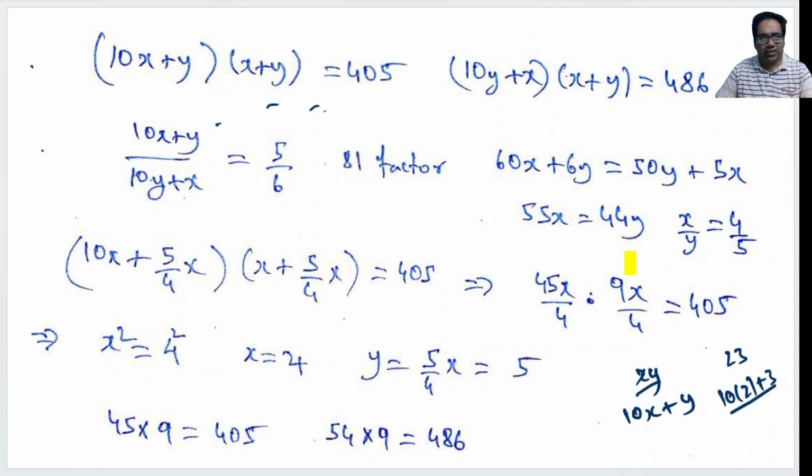What is y? y is 5 by 4 x. So if x equals 4, y becomes 5. This is the number we are looking for, xy, which is 45. 45 times 9, where 9 is 4 plus 5, is 405. And 54 times 9 is 486. This is the number we are looking for.